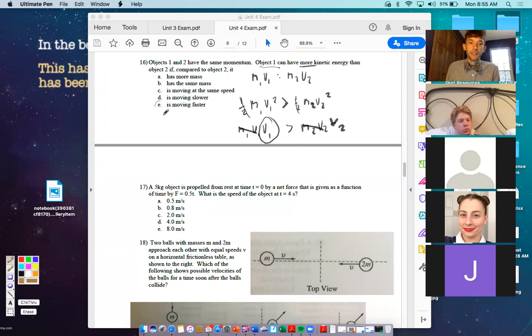It's moving faster, E. Now there are some answers here that just make no sense at all that you could eliminate right away. Like answer D doesn't make any sense, so you could eliminate that one. This question was a little bit tricky. It took me a little bit of time to figure it out, but writing it mathematically this way helped.